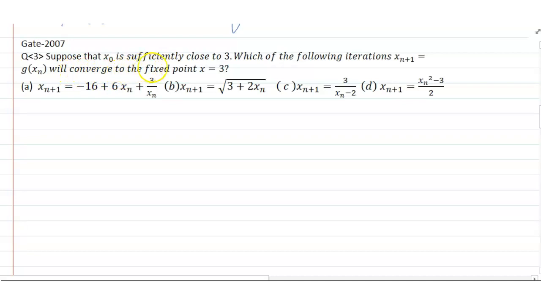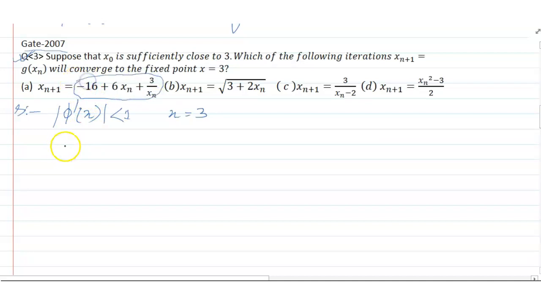Suppose that x0 is sufficiently close to 3. Which of the following iterations x_{n+1} equals g(x_n) will converge to the fixed point x equals 3? So friends, this is a very simple problem. Now the solution: this question is from GATE 2007. So what is my condition, friends? My condition is the mod of phi dash x is less than 1 where x is equal to 3. So I will check the first equation.